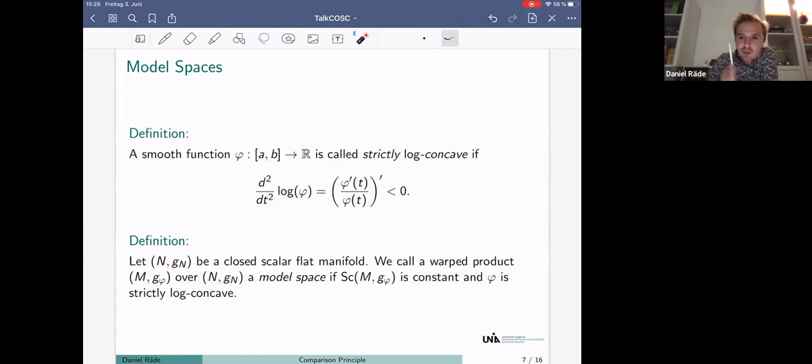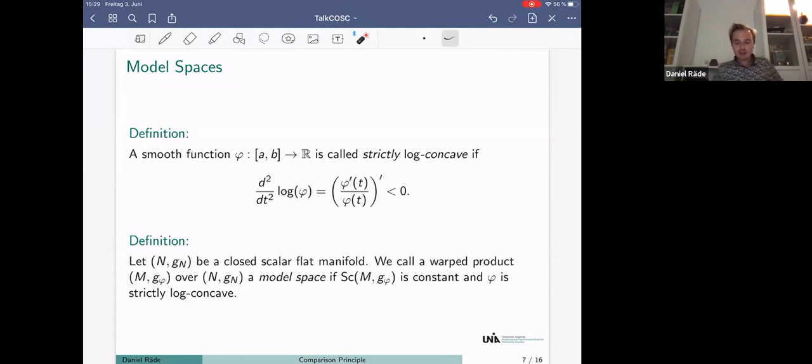So what you're talking about is basically a warped product over a sphere, right? Yeah. In some of the versions of papers or theses I've written, the notion of model space is more general. There you just want that this N is a closed manifold with constant scalar curvature. And there are also comparison results for that, which we have seen in the work of Cecchini and Zeidler. But for this talk, I restrict myself to closed scalar flat N.